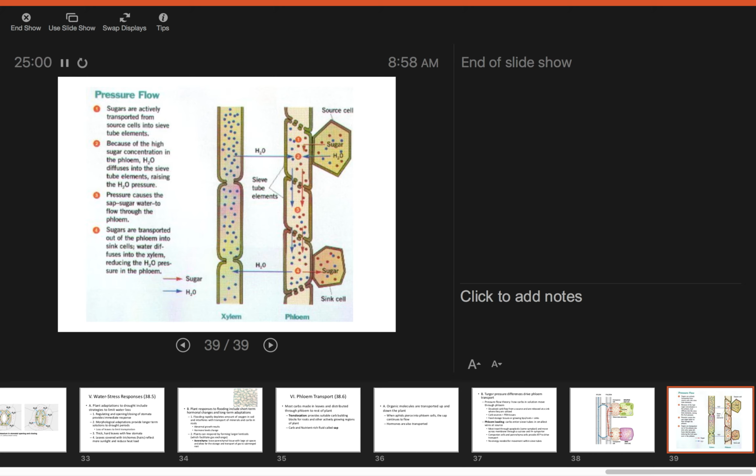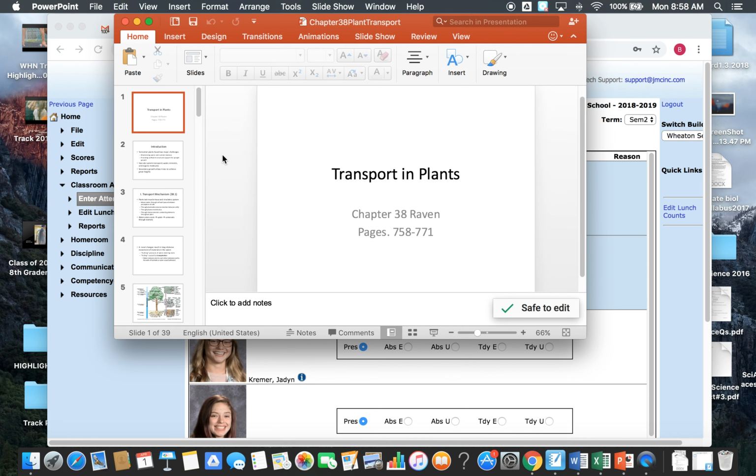The water diffuses back into the xylem. Because of water pressure from high to low, it will travel back up and then can diffuse back across to the phloem. So recycle some water molecules. But that's water transport in a nutshell. Oh, and food.